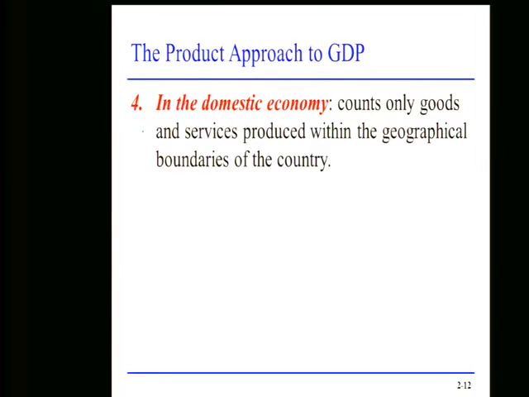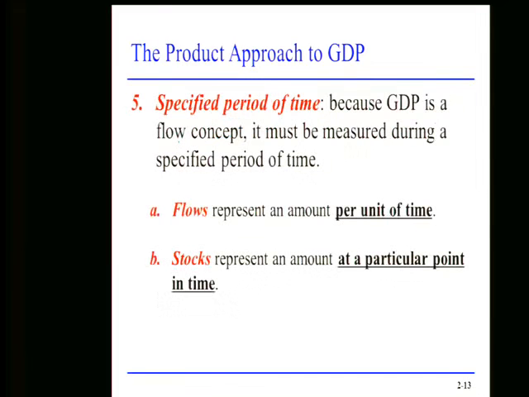Okay? Now, it's also in the domestic economy. This is the D in gross domestic product, or GDP. Right? This is this D right here. We're looking at the geographic boundaries of the country. What is being produced within the geographic boundaries of the United States? That's it, right? Now, we also want to look at this over a specified period of time.